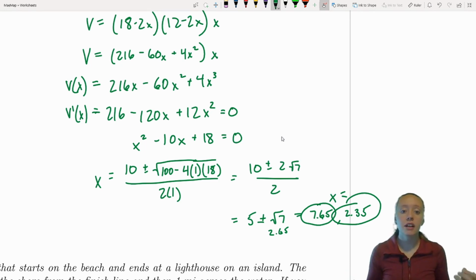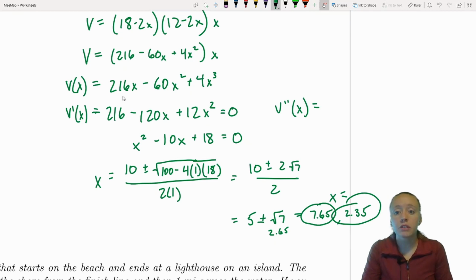Another way to do this, especially if you have a calculator, is to plug those numbers back into the original volume formula to see which one gives you the greatest value. When it gives you the greatest value, that's going to be your maximum. But to practice taking derivatives, I'm going to find the second derivative. So 216 goes to 0. Negative 120x becomes negative 120, and then 12x squared has a derivative of 24x.